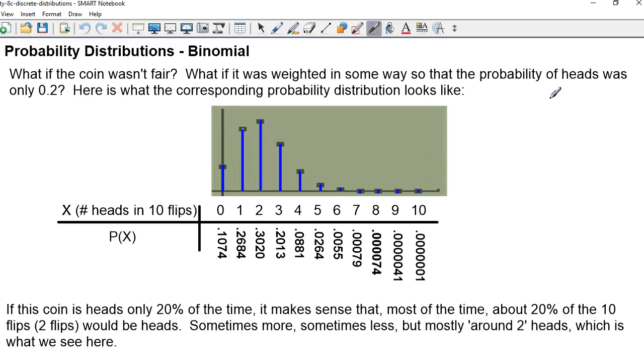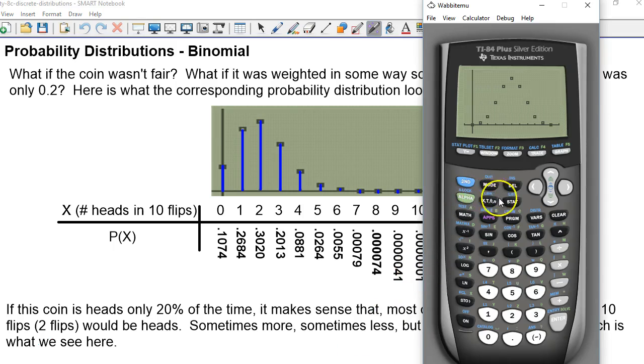So what happens if the coin isn't fair? What if we had a coin that was somehow weighted so that it only landed on heads 20% of the time on average? If we go through that same process again in the calculator, I could just go back to the stats menu, edit, and just clear this list 2 out. The way to do that is highlight the list 2, hit clear, and then enter. That clears out everything, and then go back up here and highlight it again, and then let's re-enter the probability statement, binomial PDF, but this time let's make it the probability of having a head only 20% because it's an unfair coin. We'll still have list 1 values being used for the X values.